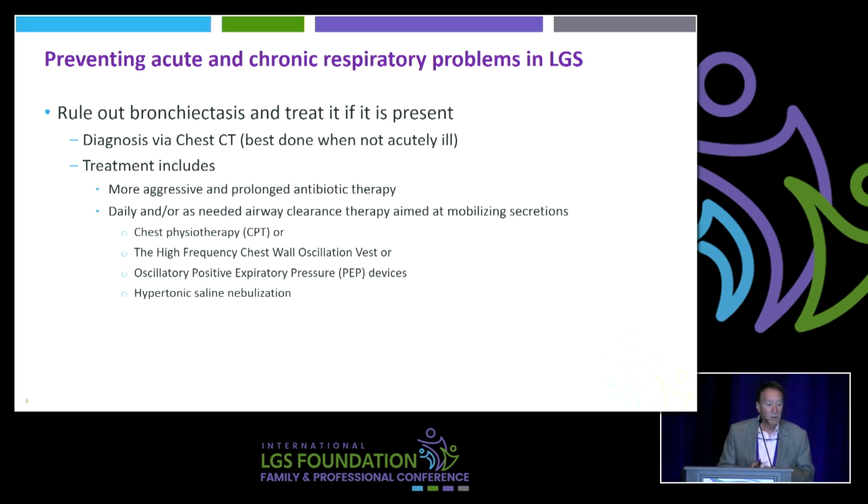In addition, there will be daily or as-needed airway clearance therapies. We spent a little bit of time yesterday at the workshop talking about these various airway clearance therapies. If you missed it, you missed it. But they include chest physiotherapy, the high-frequency chest wall oscillation vest, various devices that are called oscillatory PEP devices, and then nebulization with hypertonic saline, which is just very salty water, to help loosen up the secretions and make them easier to expectorate.